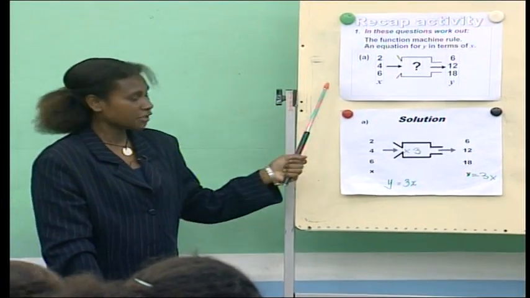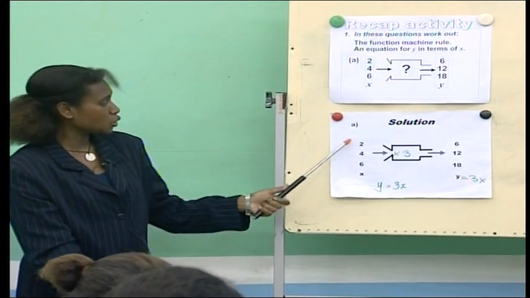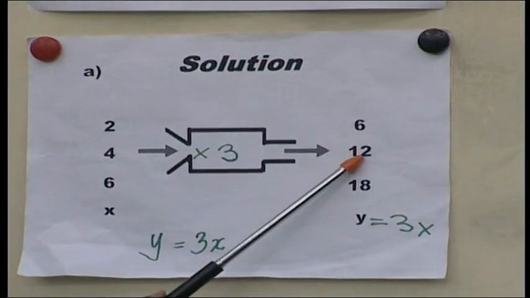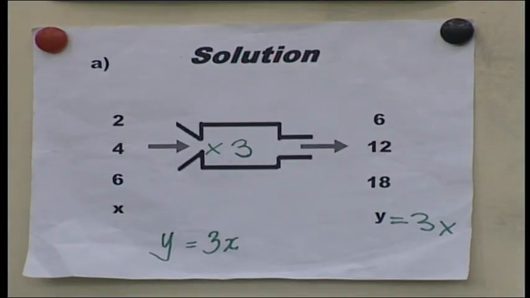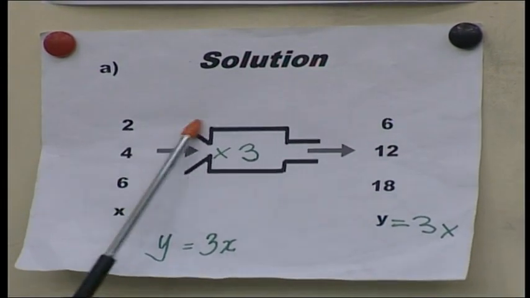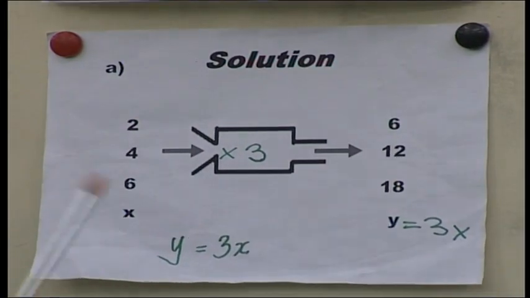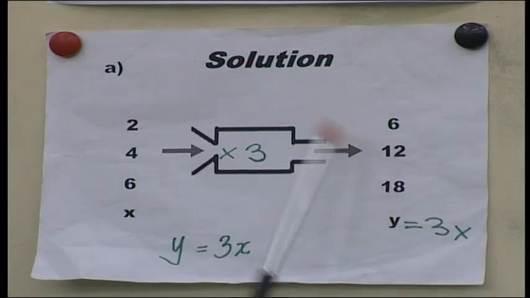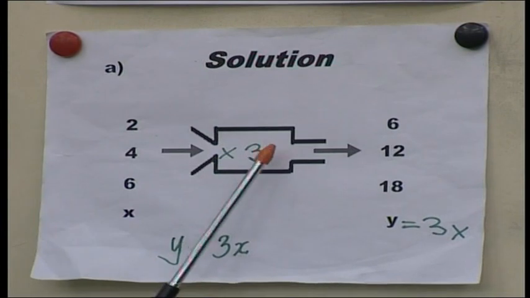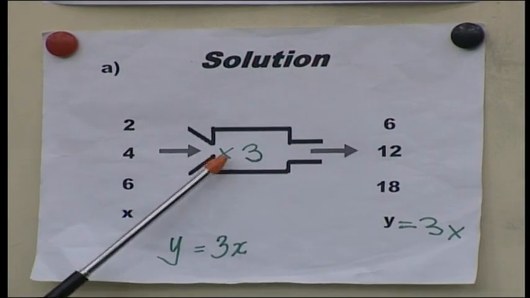Solution to the first one, we have the inputs 2, 4, 6, and we have the output 6, 12, and 18. There is a number or a function rule that we need to have in the main part of this function machine so that we can have the result as this one. So in this case, we have times 3. The rule is you are to multiply all these inputs by 3.